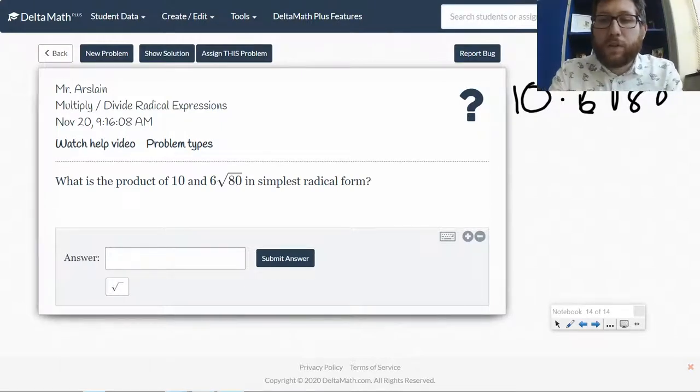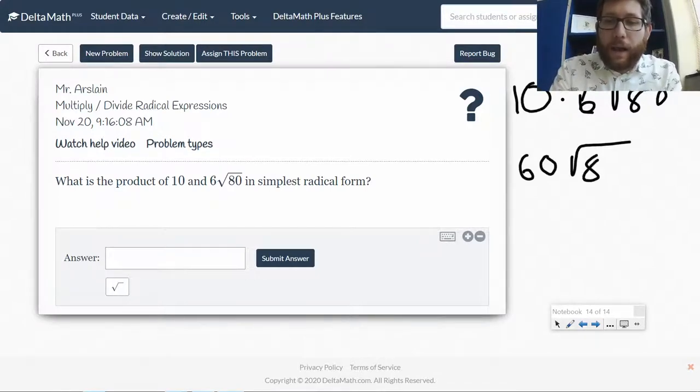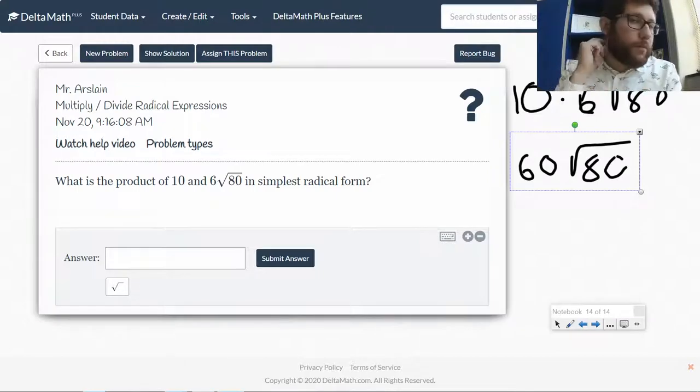So remember, when we multiply, we're going to multiply integers with integers, radicals with radicals. So 10 times 6 becomes 60, and then I've got root 80. And we did this earlier in the year. We did some reducing radicals, but we'll double check to make sure we remember how to do that. So root 80, remember what we want to think about with 80 is pulling out a perfect square.